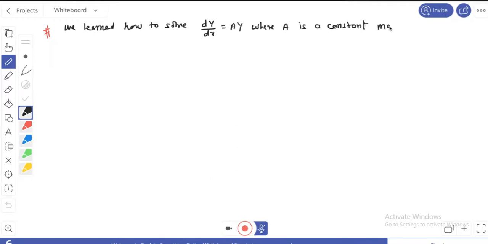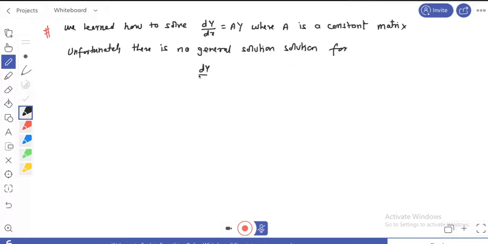Okay, so unfortunately, there is no general solution method if our system is dy over dx equals a function of x and y.